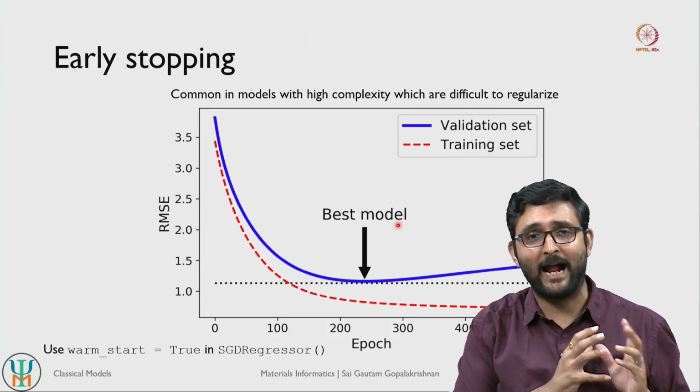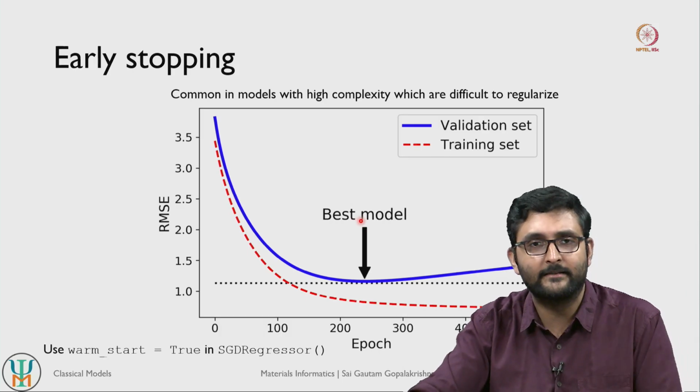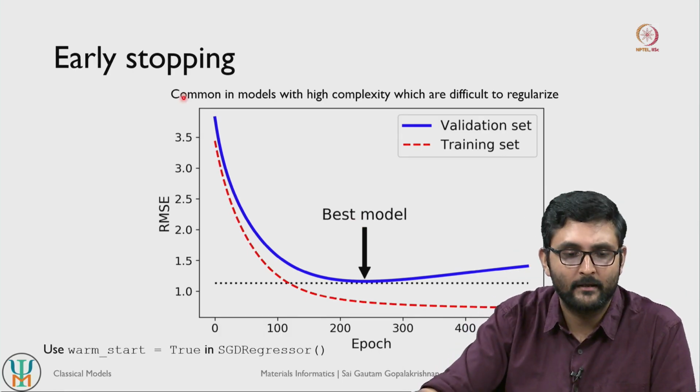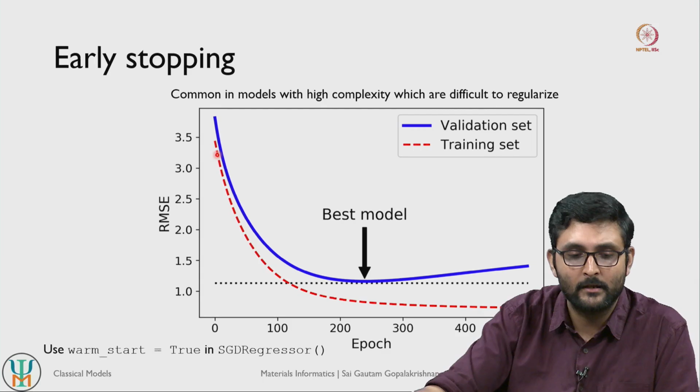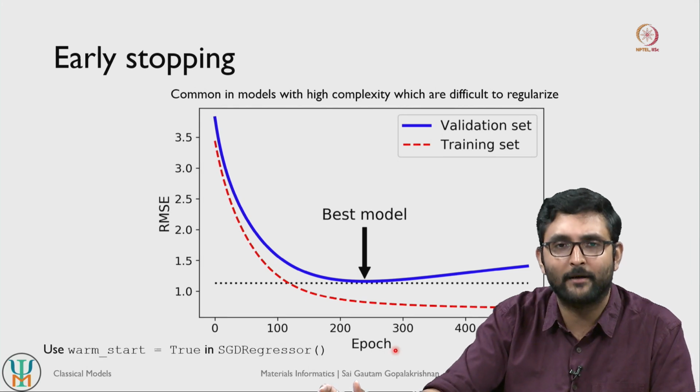Okay, so that is adding a penalty. The other approach to regularizing a model is to do early stopping. As I had mentioned before, in early stopping we track the loss function, the root mean squared error for example, as a function of some parameters, some combination of weights and biases.